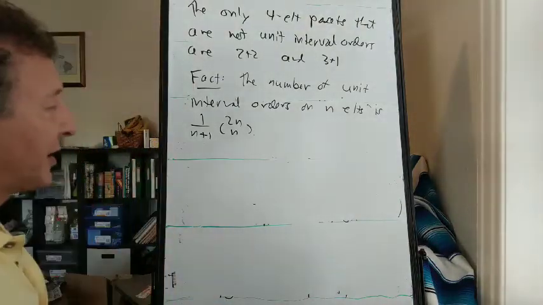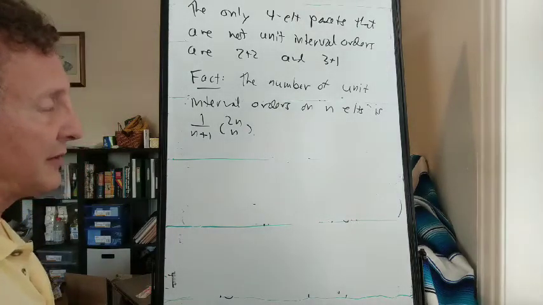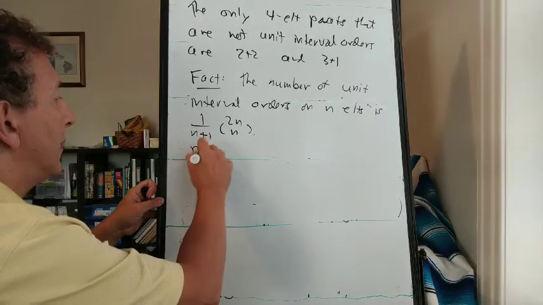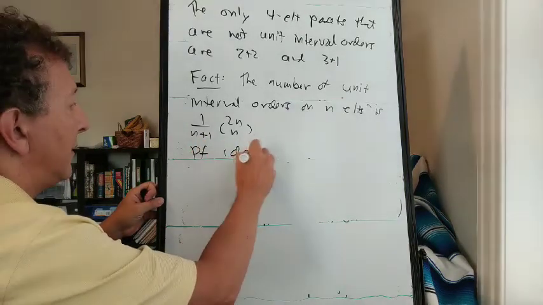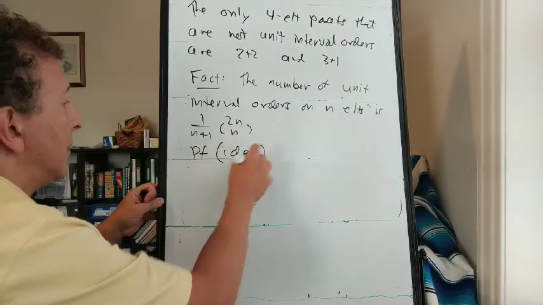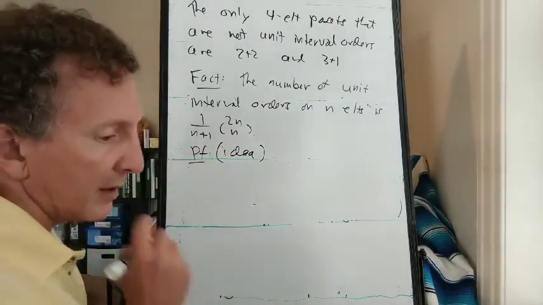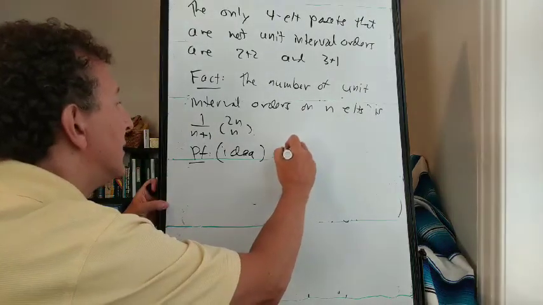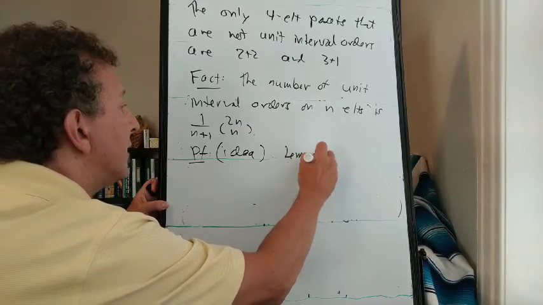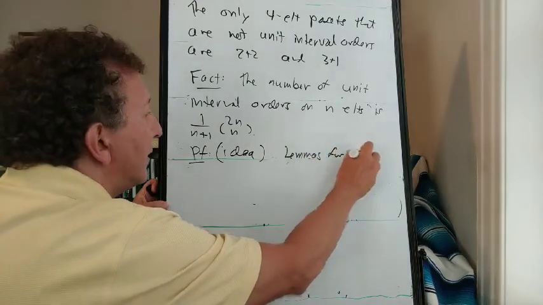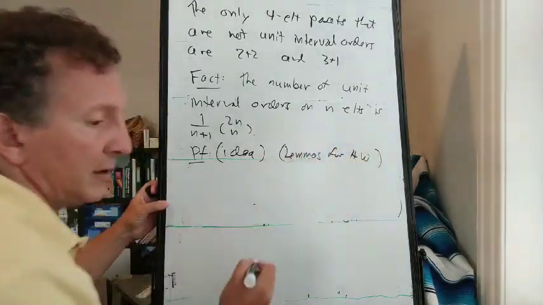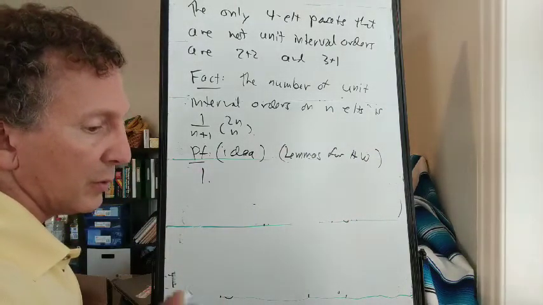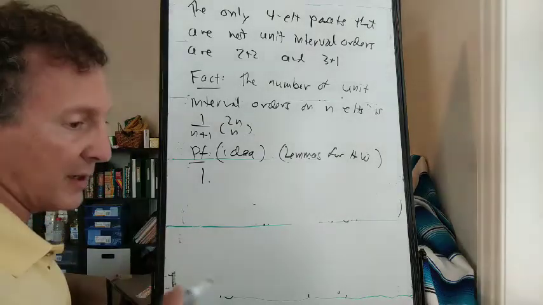Now the proof is by bijection, although the validity of the bijection is not obvious just by looking at it. So the proof idea, and I'm going to leave a lemma or two for homework, is that we're going to label the elements of the poset 1 through n in a strategic way.